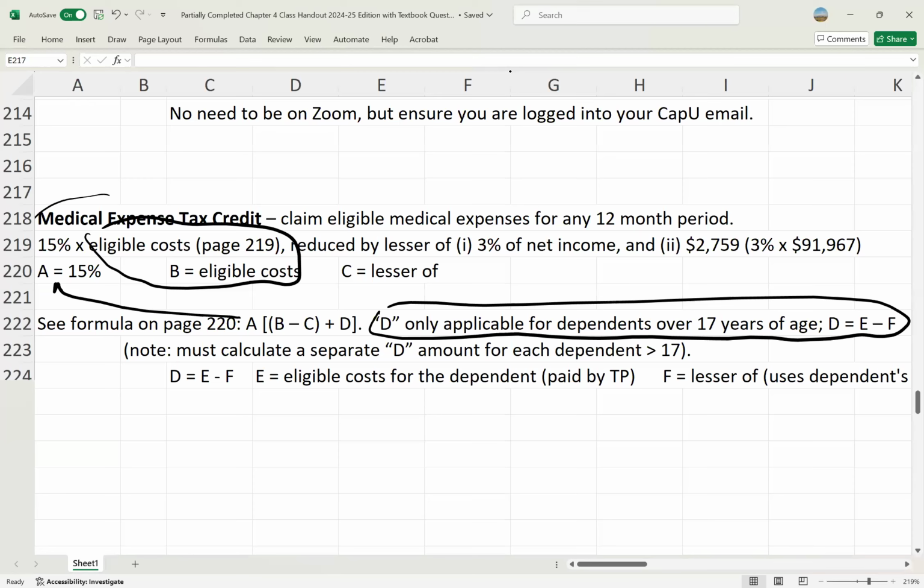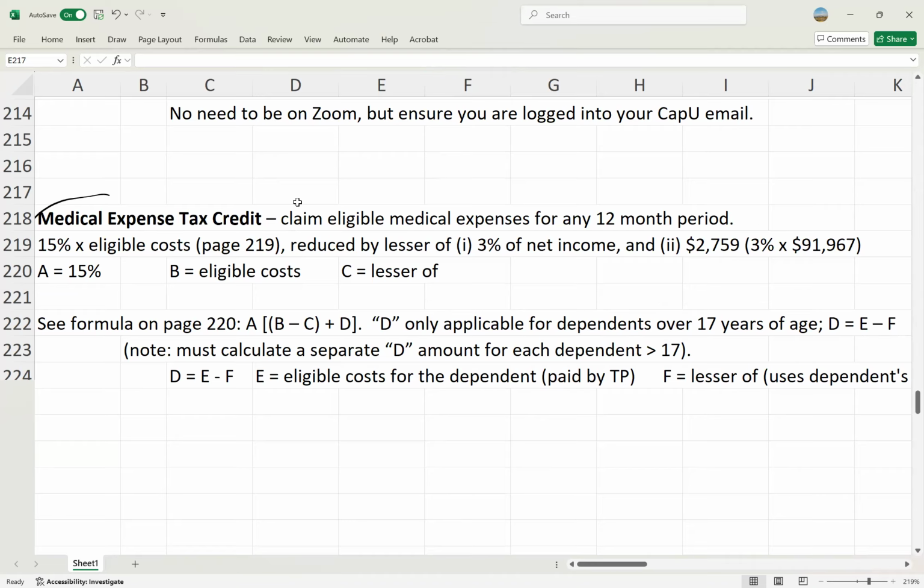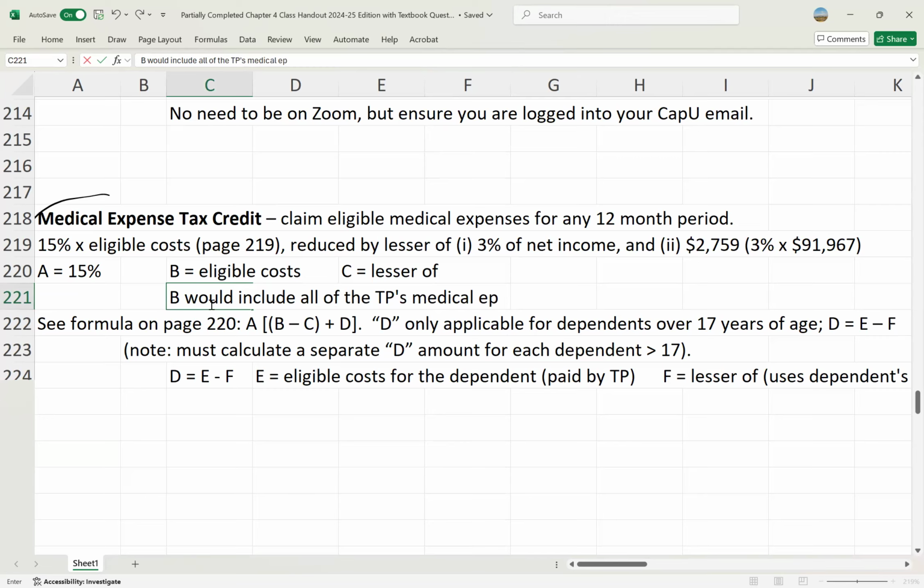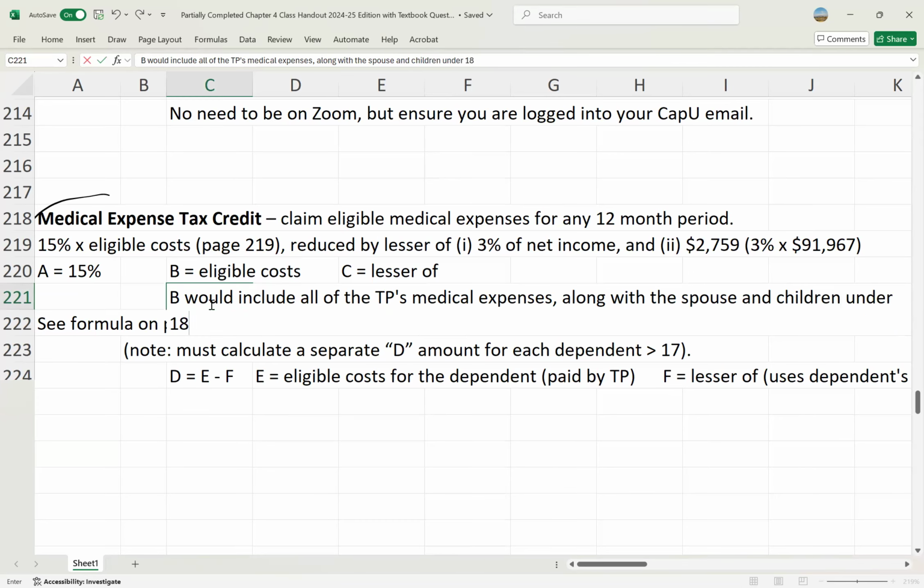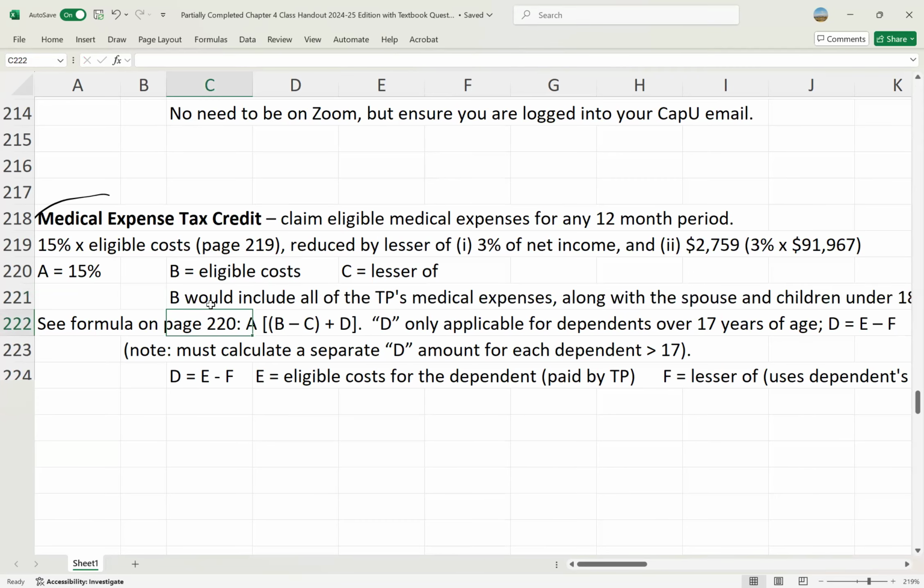So your B amount would include your medical expenses, your spouse's, and any children under 18. So let me just make some notes here. So B would include all of the taxpayer's medical expenses, along with the spouse and children under 18. So the taxpayer is paying for the family's medical expenses, then the taxpayer could claim his or her medical expenses, their spouse's medical expenses, and also any children under 18.